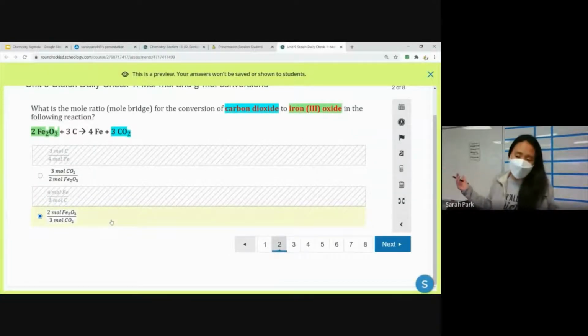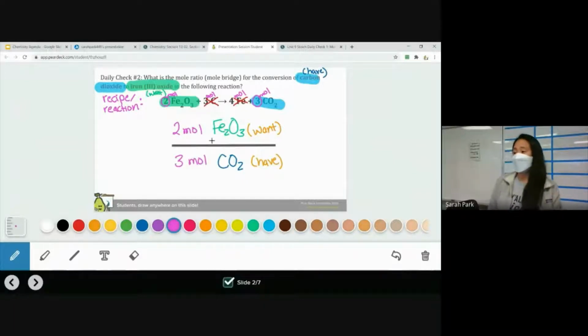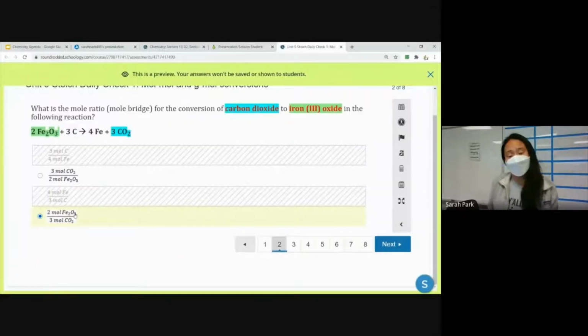Now, some of you might ask, where did the numbers come from? Remember, the numbers just come from the recipe, the reaction. This number right here, 2, right? Instead of 2 cups, for us in chemistry, we write 2 moles. Right here, this 3, instead of 3 teaspoons, chemists always use moles. So that's where these numbers come from. So we know that the answer to number 2 is the last one right here. Any questions so far?